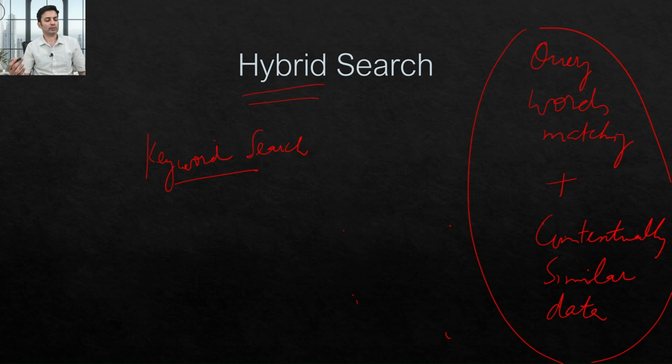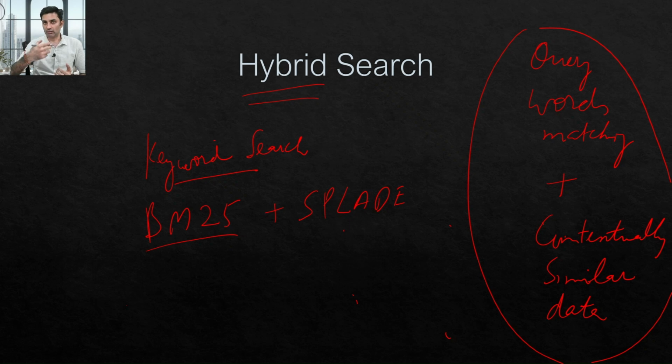But how does it happen? To make this keyword search enabled, we need to use something called the best match algorithm, BM25, best match 25, plus there is something else, SPLADE. So these are two different algorithms. They are like machine learning algorithms. They look for terms. When I say term, I mean keyword, term match.